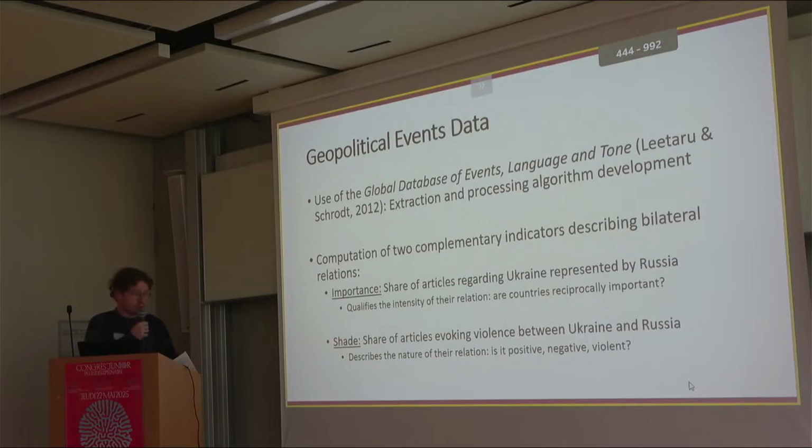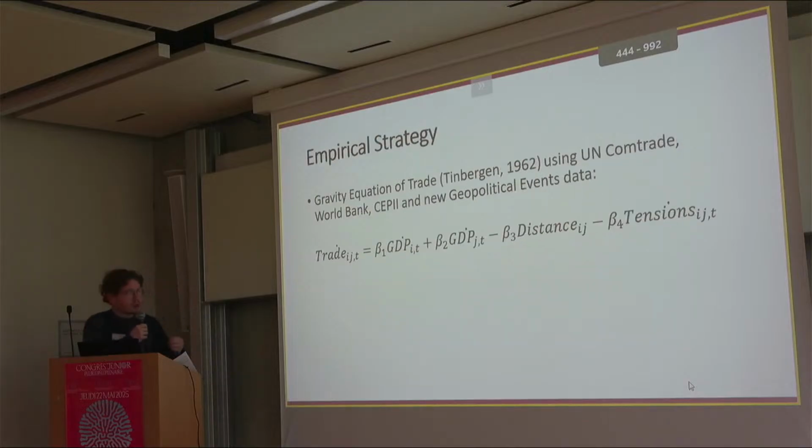And then I compute the shade. I sort all events extracted from articles into categories, among which declarations, actions, be they positive or negative, and then violent events. The shade, for violent events for example, corresponds to the share of articles evoking violence between Ukraine and Russia among all the articles between Ukraine and Russia. So it describes the nature of the relationship between the two countries. And to estimate the impact of tensions on bilateral trade, I use the gravity equation of trade, which is basically the economic analogy of Newton's gravity equation.